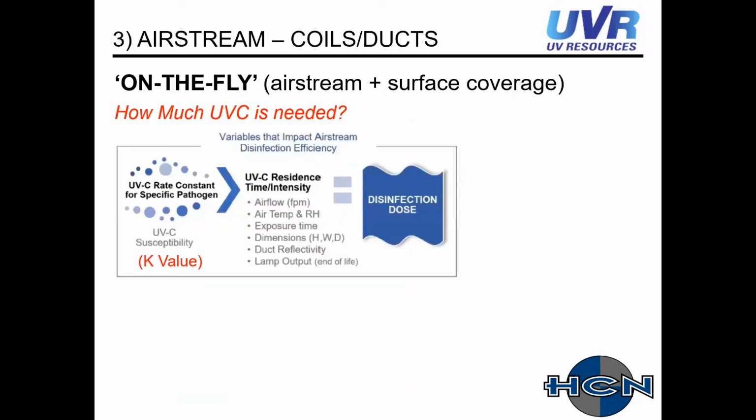Now, if you're going to do on the fly, where you have surface coverage plus you want to kill the cooties as they travel past in your airstream, once again, how much UVC light is needed? What ends up happening is that you still have the same concerns with temperature, reflectivity, and lamp output, but now you've added an airflow component as well as an exposure time. So basically, with on-the-fly systems, because your virus is exposed to the UVC light for a shorter time, you have to increase your output, right?